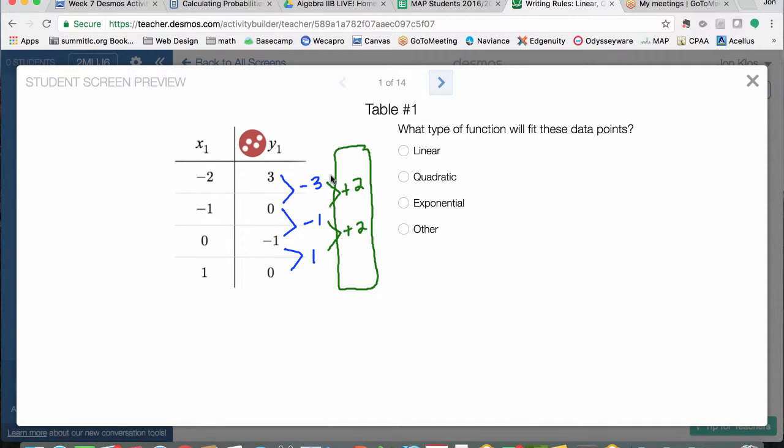So we just showed by graphing with the parabola, we looked at the fact that it decreased and increased, and we found our second differences. This is definitely a quadratic. All right, let's take a look at some other stuff here.